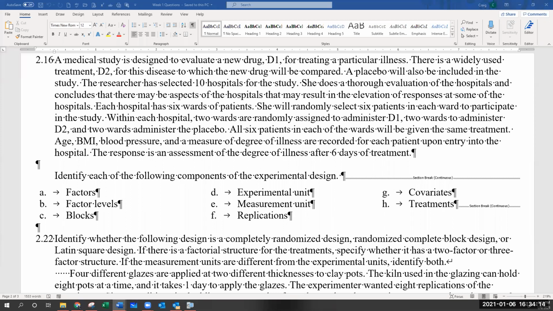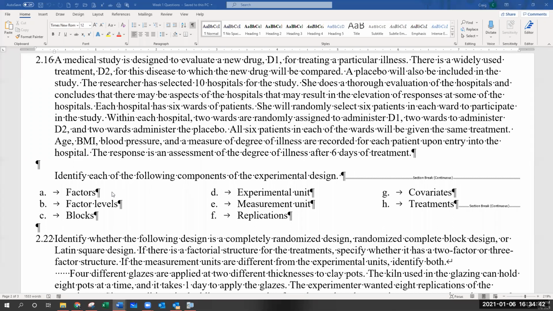Dr. McBride? Yes. This is Julie. Could we go over A, B, and C for 216? Yeah, of course. I kept going back and forth. So the factors are just the type of drug. And so that means the levels are just the different types of drugs being administered. So drug 1, drug 2, and placebo, or D1, D2, and placebo. And then the blocks become the hospitals.